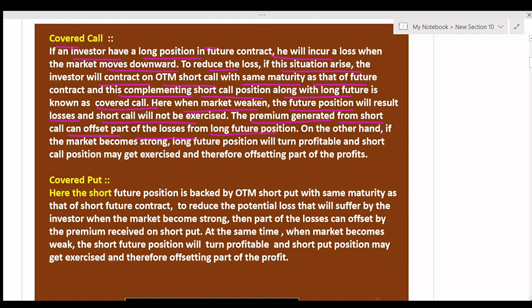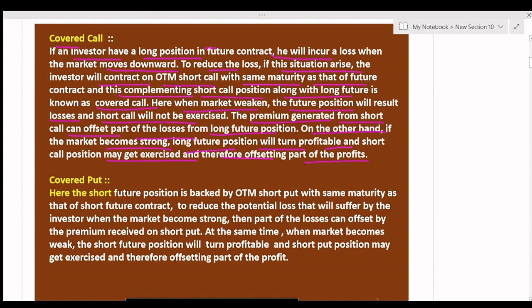On the other hand, if the market becomes strong, the long future position will turn profitable and the short call may get exercised because the spot price is higher than the strike price. So there will be a loss, and therefore it offsets a part of the profits.